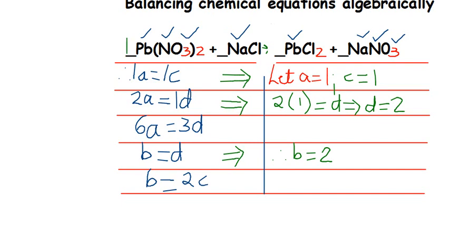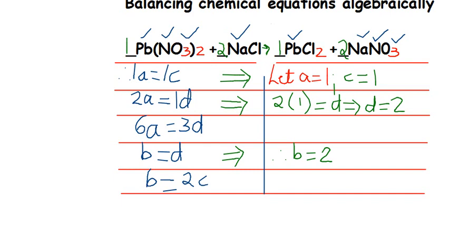Similarly, sodium chloride was having B as the number of moles. So I may say 1 mole of lead nitrate reacts with 2 moles of sodium chloride to give you C moles of PbCl2. That is 1 mole of PbCl2. And also it gives you D moles of sodium nitrate. Now since D is 2, we may write 2NaNO3. Now let's see if the equation is balanced.